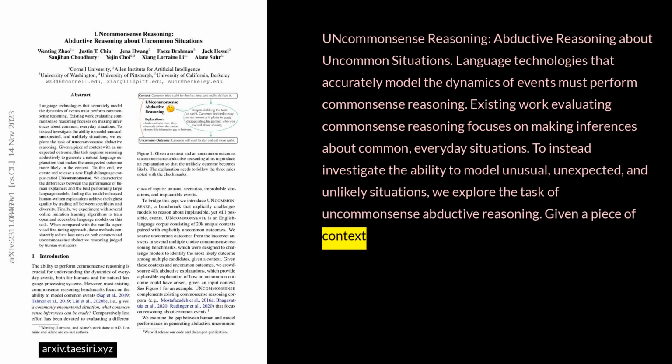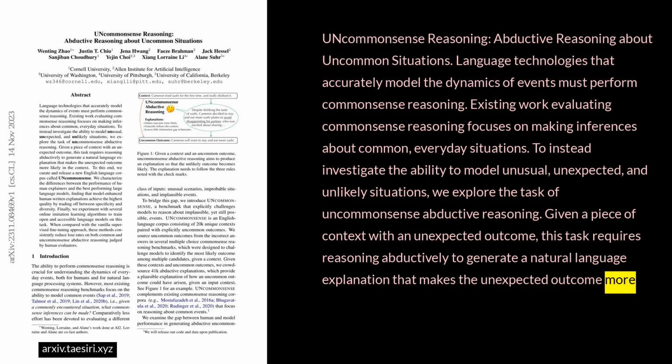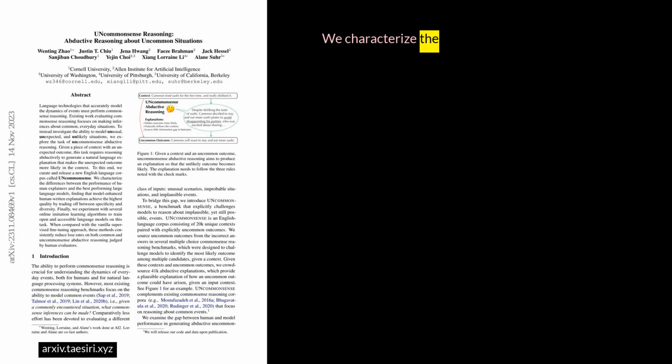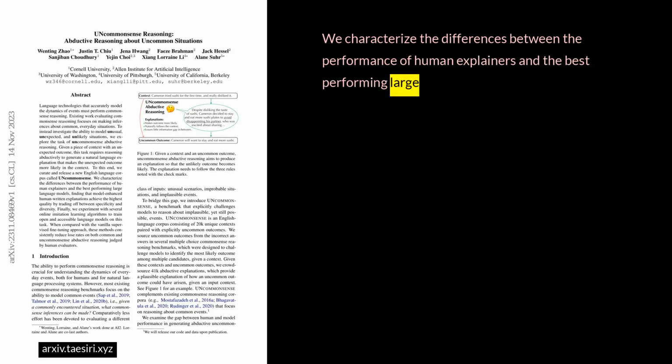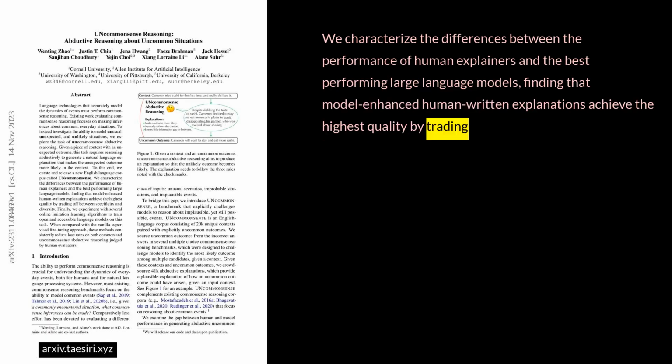Given a piece of context with an unexpected outcome, this task requires reasoning abductively to generate a natural language explanation that makes the unexpected outcome more likely in the context. To this end, we curate and release a new English language corpus called UnCommonsense. We characterize the differences between the performance of human explainers and the best-performing large language models, finding that model-enhanced human-written explanations achieve the highest quality by trading off between specificity and diversity.